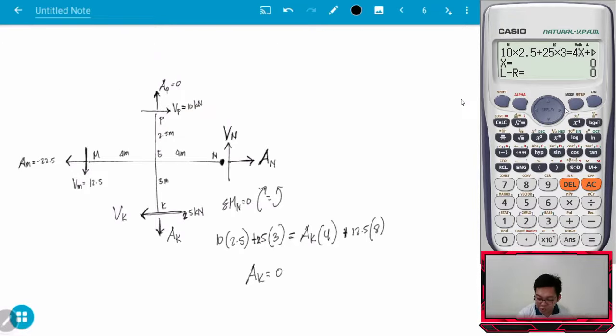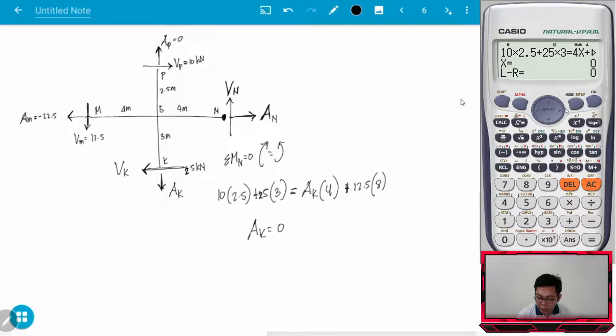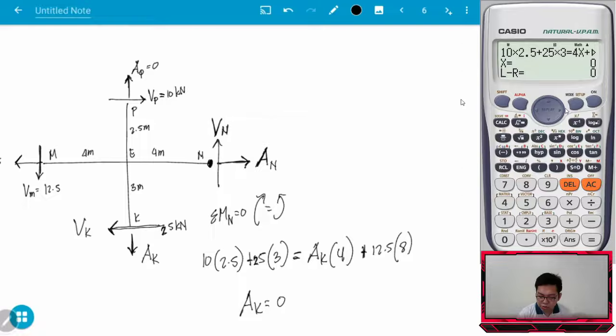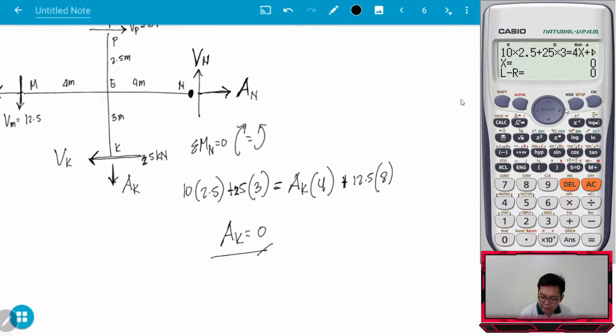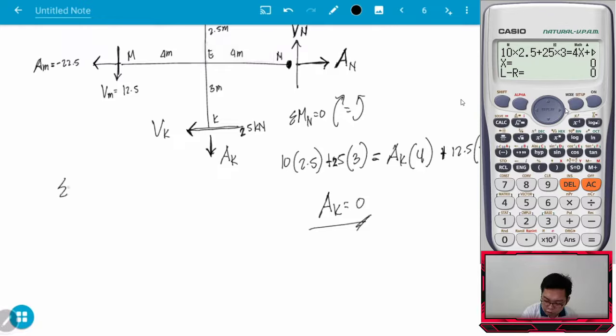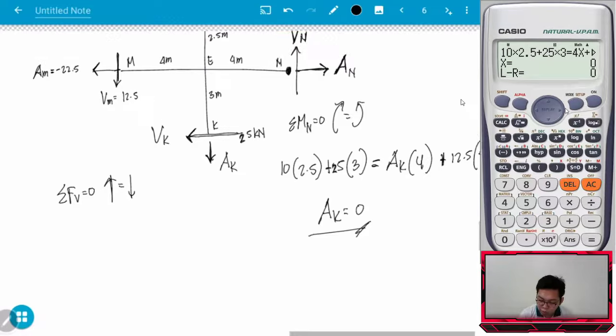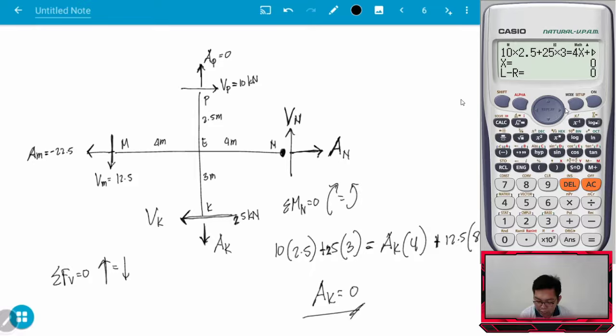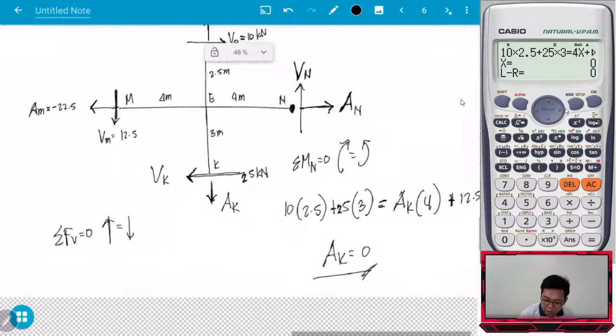Okay? So, anyway, once 0 na yan, so pwede na, by the way, kailangan natin yung VN at saka AN mamaya. So, isosolve na lang natin. Sama tayo ng forces vertical. Okay? Summation of forces vertical is equal to 0. Upward is equals downward. Okay? So, ano yung upward forces? We have AP na 0. Okay? VN. So, VN is actually upward.